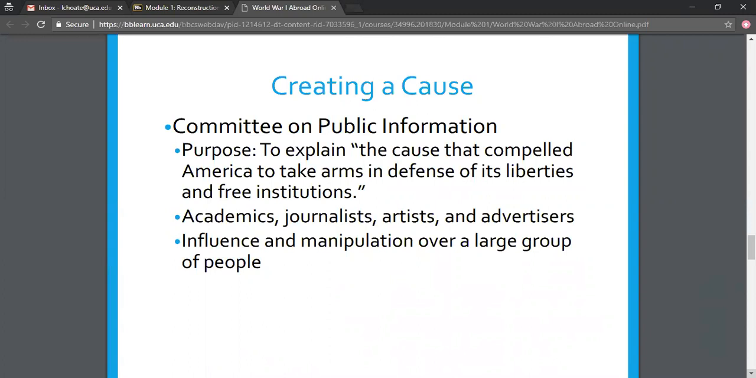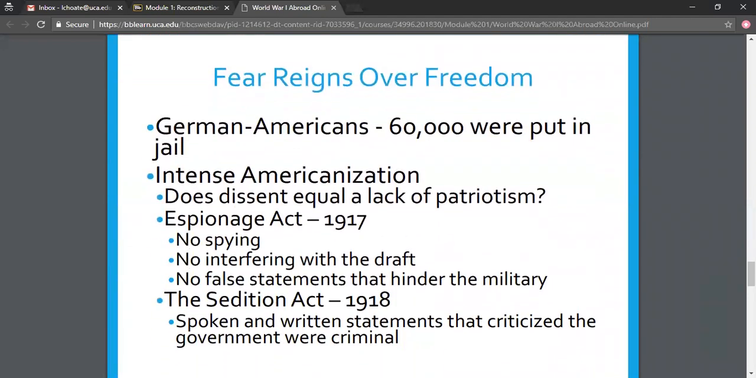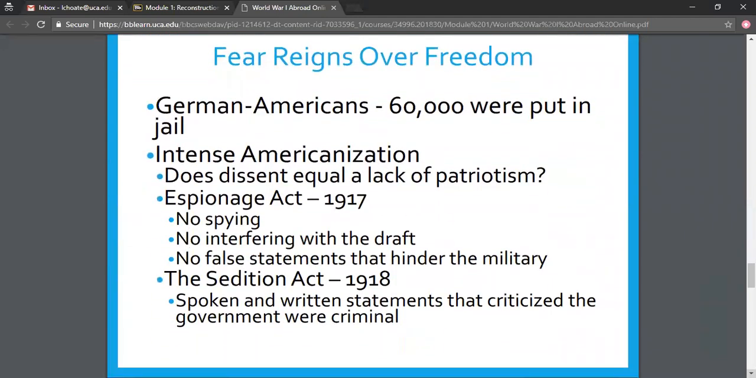And the Committee on Public Information uses people like academics, journalists, artists, and advertisers to promote this concept that their very liberty is at stake in this war. And it's really the first time that we see the government creating an agency that's designed to influence and manipulate a large group of people. Now, when I say manipulate, that has a negative connotation, but it means to shape the views of. This agency is designed to make people feel supportive of the war, even if they didn't originally. Now, during World War I, we're going to see a large outbreak of fear.